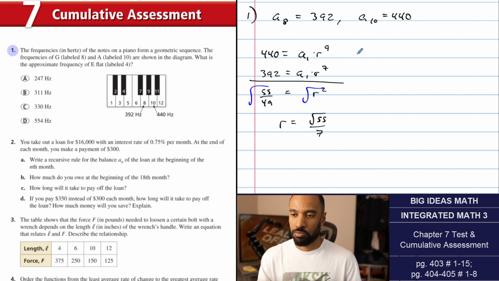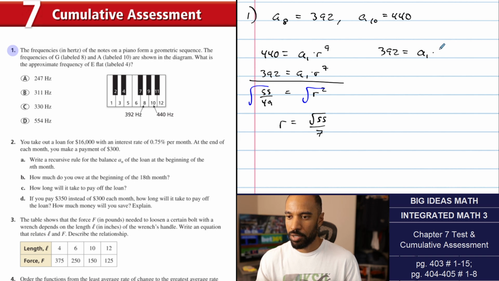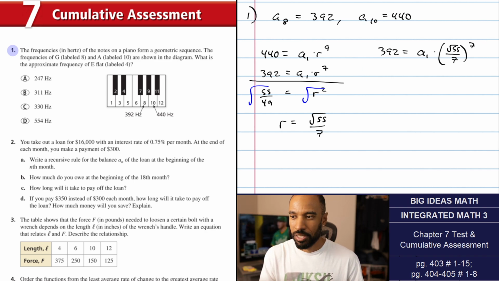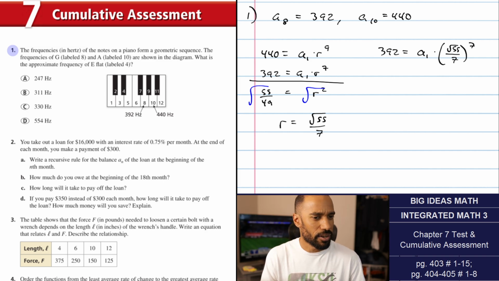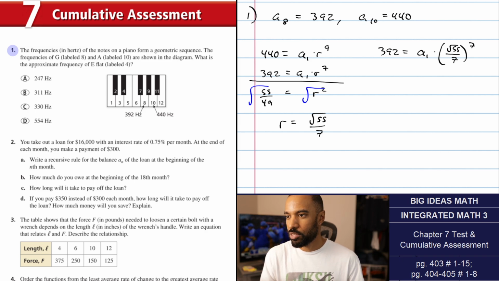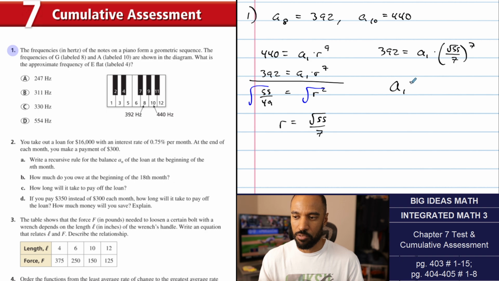I still need a sub 1. So 392 equals a sub 1 times r times r to the 7th power. This isn't going to be good. Taking the square root, I now have to raise it to the 7th power. This is not going to be clean. And I'm going to divide 392 by that number. All of this is approximate anyway, so I'm just going to give you an approximation.